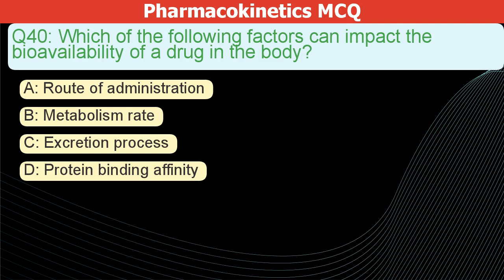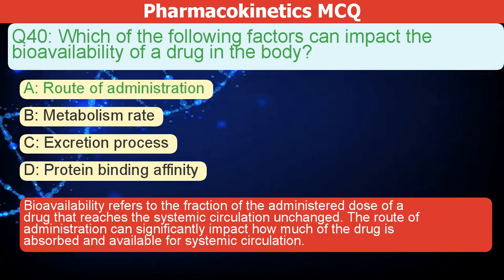Which of the following factors can impact the bioavailability of a drug in the body? A. Route of administration. B. Metabolism rate. C. Excretion process. D. Protein binding affinity. The correct answer is A. Bioavailability refers to the fraction of a drug dose reaching the bloodstream unchanged. The route of administration significantly impacts how much drug is absorbed and reaches the bloodstream.